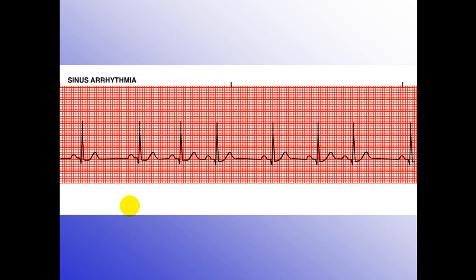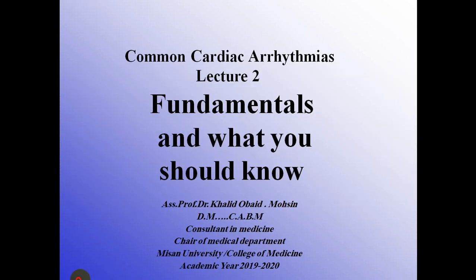The second cause is atrial and ventricular ectopics and atrial fibrillation. The most common causes of irregularity are atrial premature contraction, ventricular premature contraction, and atrial fibrillation.